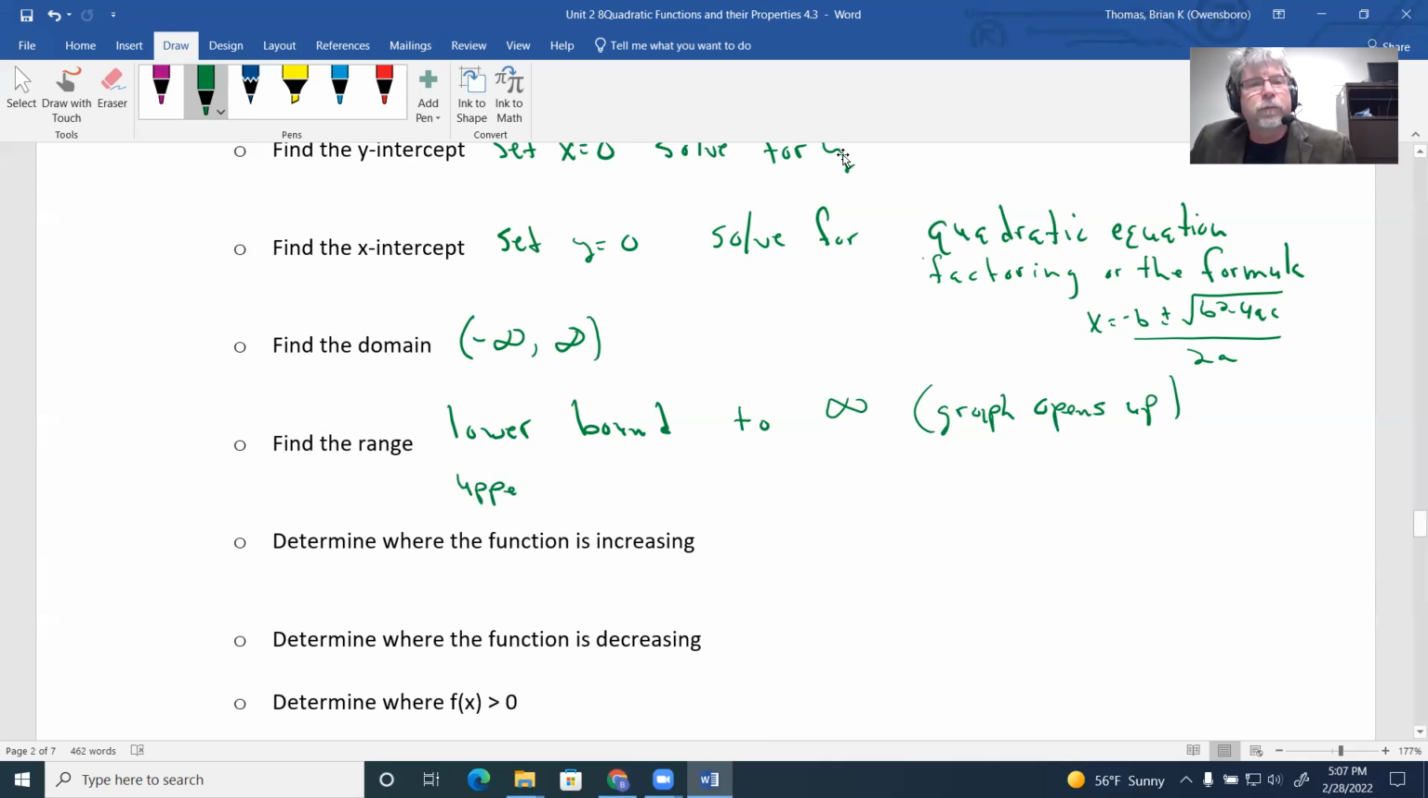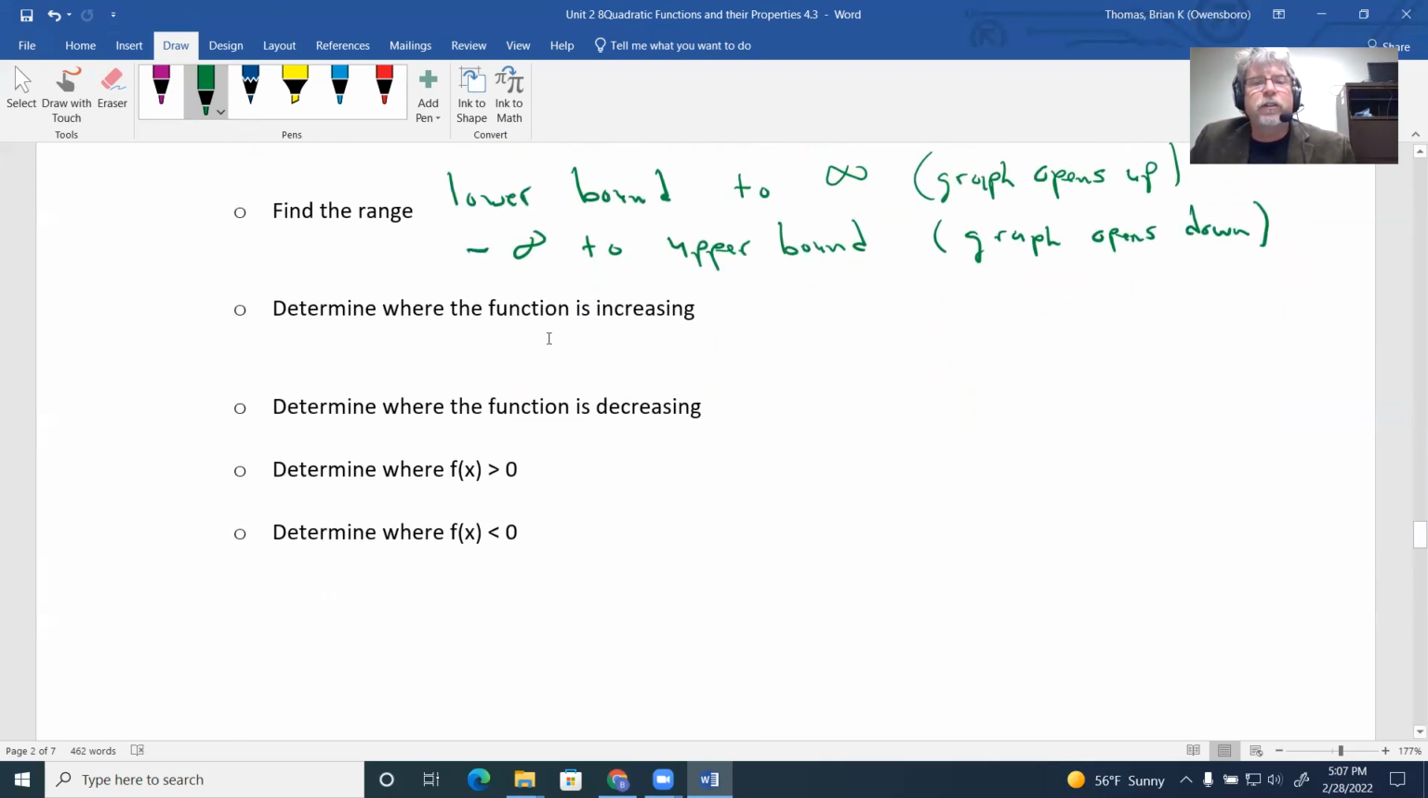Actually, I should backtrack on that. If the graph opens down, the range is going to be negative infinity to the upper bound. Because remember, when we use interval notation, the lower bound has to go first and the upper bound has to go second.